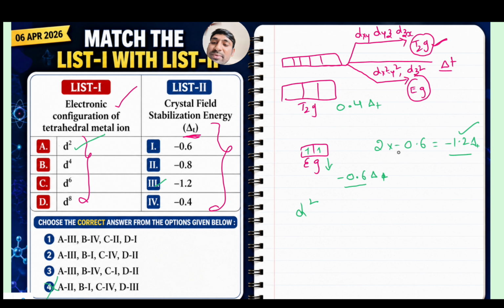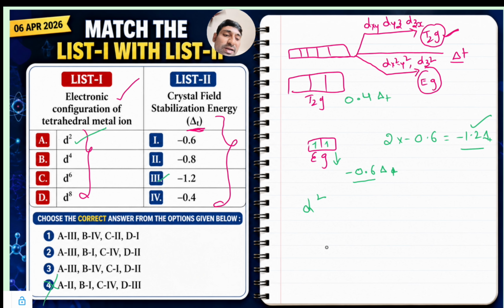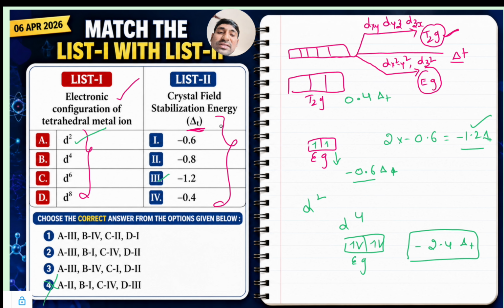Now how to take option B. In option B, d4 is there, right? For d4, Eg has two orbitals, so 1, 2, 3, 4. If there is a strong ligand or low spin complex, we would get 4 electrons in the Eg orbitals, meaning 4 into minus 0.6 is minus 2.4 delta T energy lost by that complex. But in the options, minus 2.4 delta T is not given, which means that the complex must be high spin.